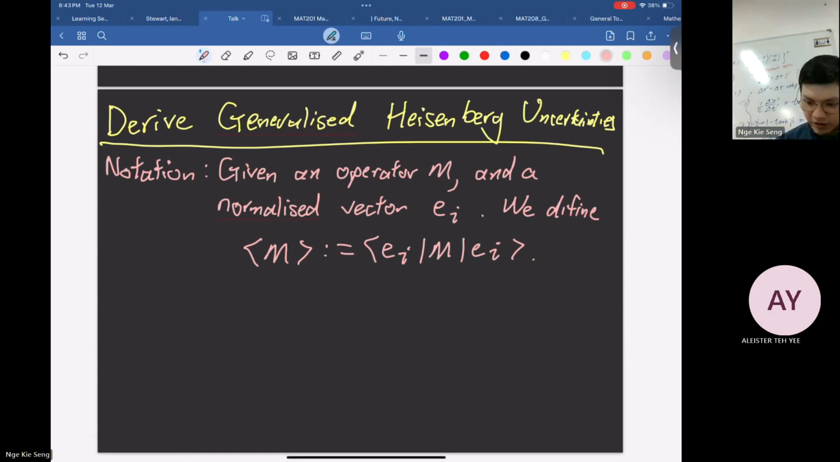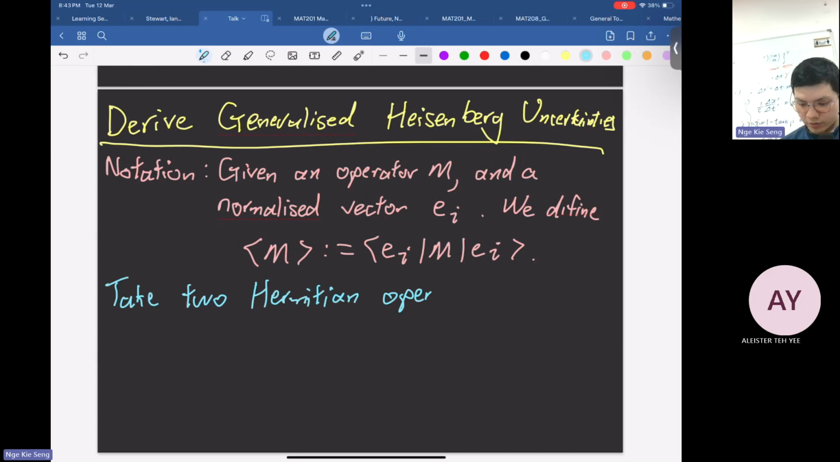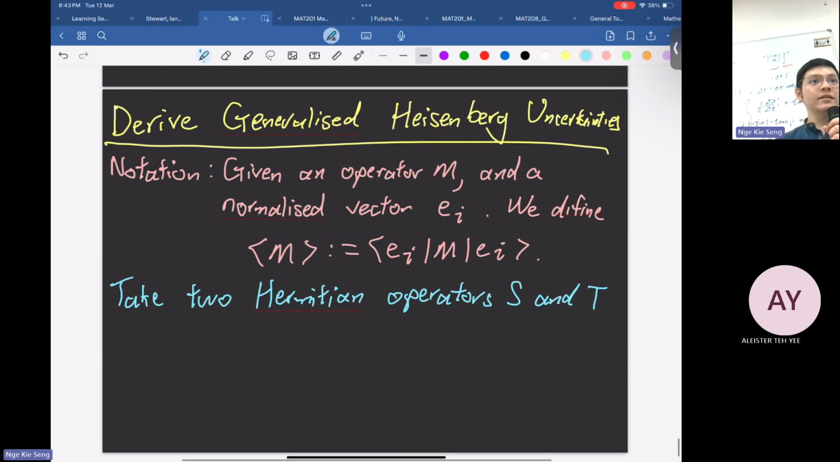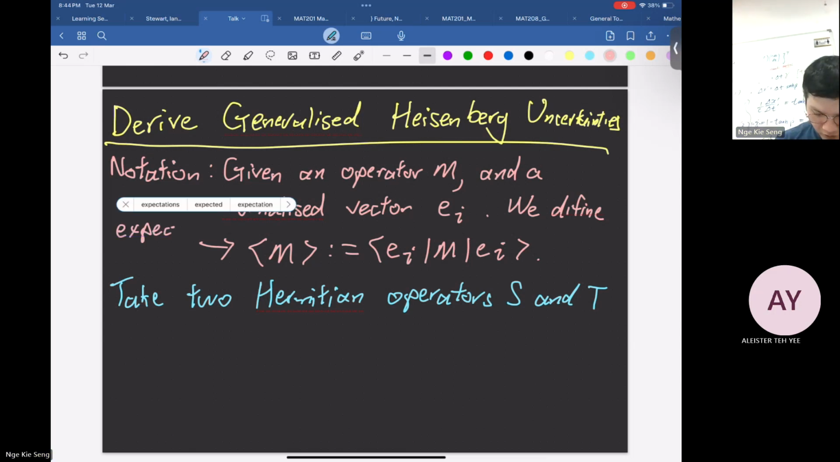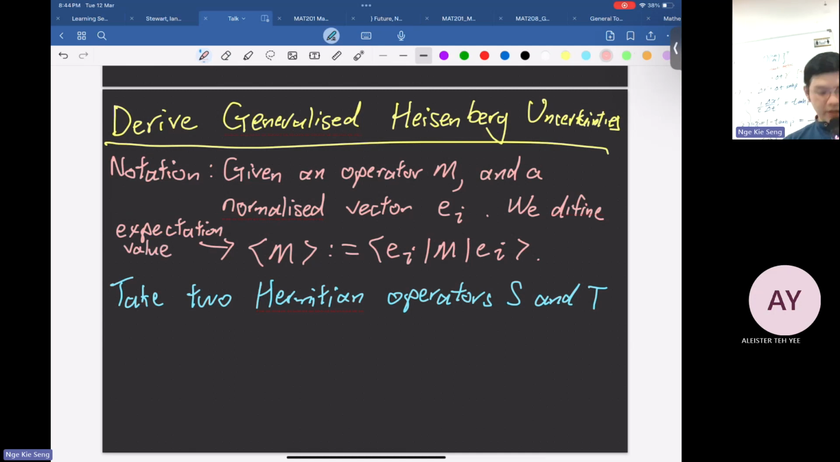Okay, so now let's start. Let's take two Hermitian operators, S and T. And we can consider this. This thing is called the expectation value. This is what they call the expectation value, or the mean.